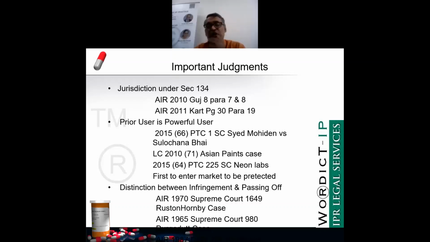Then the distinction between infringement and passing off you will find in these cases of Ruston and Hornby and AIR 1965 Supreme Court. They both are the Bible insofar as the difference between infringement and passing off. There are innumerable judgments that I can give you, but these are the judgments that made a milestone for the courts to follow. Next slide, please.